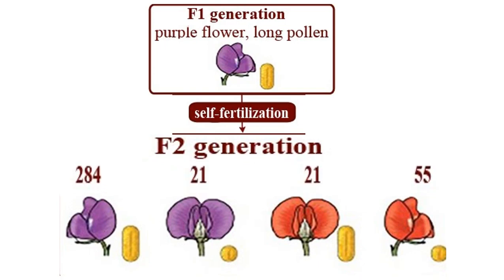Their phenotypic ratio is 284:21:21:55, which does not follow the common pattern of 9:3:3:1. These alleles did not assort independently and therefore must be linked. So we can say that the alleles for flower color and pollen shape are present on the same chromosome, and these genes are linked.